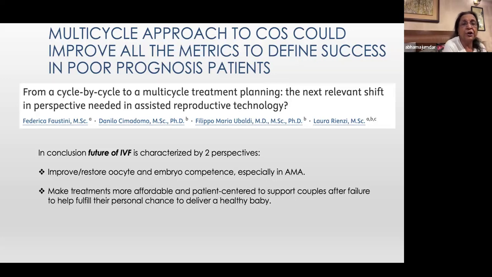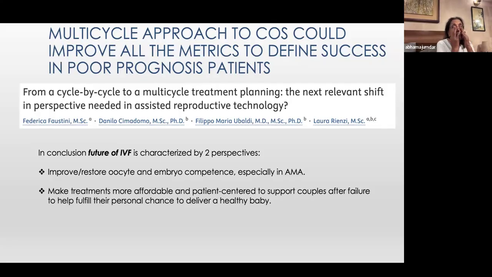In conclusion, the future of IVF is characterized by two perspectives. One is that you improve or restore oocyte and embryo competence, especially in advanced maternal age. And for that, mitochondrial enrichment: take cytoplasm from a younger woman, aspirate the cytoplasm, which is mitochondria-rich, and inject it into the oocyte of the advanced age woman. And that might probably lead to having a better number of embryos.